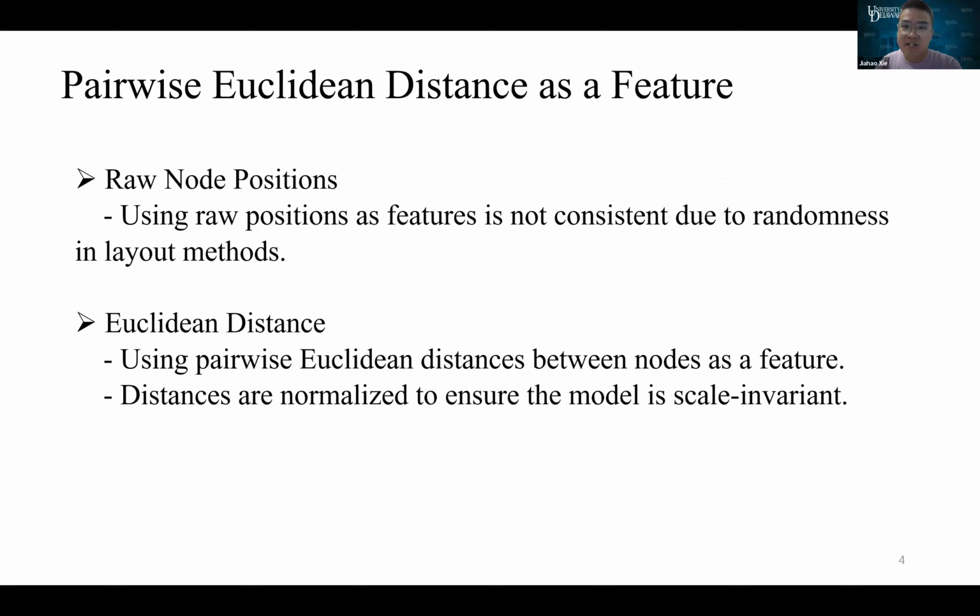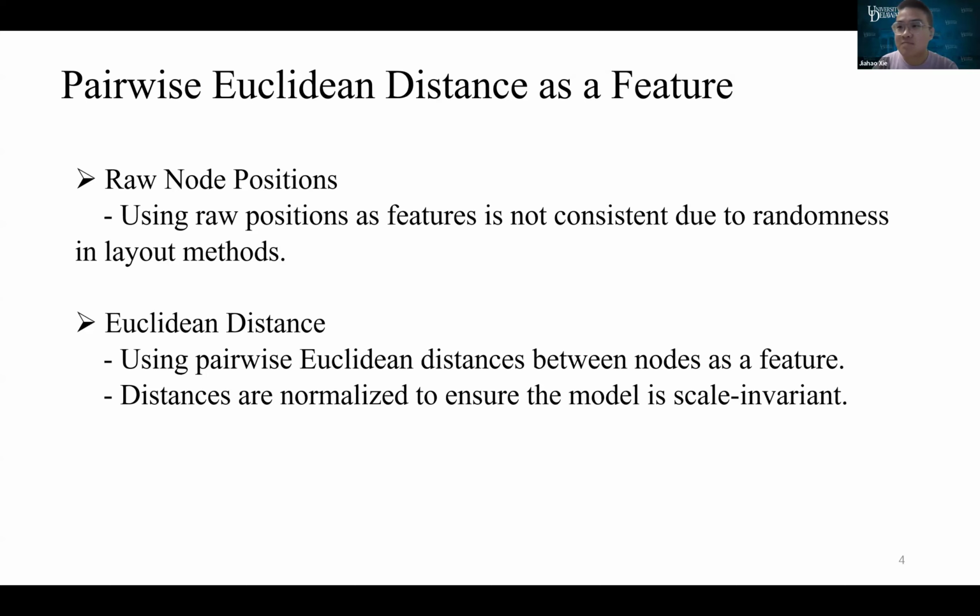One challenge in applying machine learning to graph layouts is deciding what features to use. The raw node positions are unreliable due to the randomness in many layout methods, such as force-directed layouts. The authors decide to use the pairwise Euclidean distance between nodes as the layout feature.